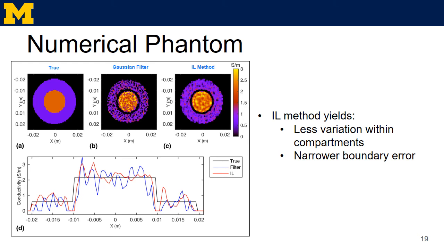Next, we look at the conductivity results for this numerical phantom. On the top left, we have the true conductivity profile, and in the middle, the results from the Gaussian filter, and on the right, the inverse Laplacian method. We can see that we have lower variation of conductivity values within each compartment using the inverse Laplacian method. And based on the plot on the bottom, we can see that the inverse Laplacian does have a smaller zero-valued ring between the two compartments.